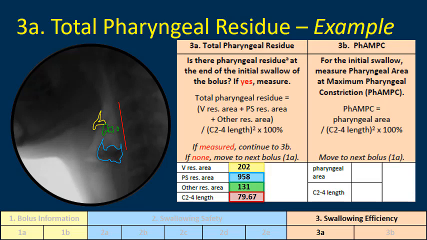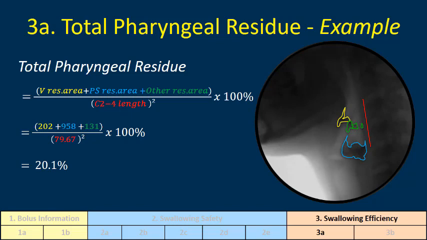A quick note about residue. Residue should only be traced after the initial swallow when comparing to norms. Thus, an increase or reduction of residue following subsequent swallows on the same bolus should not be captured under this heading. The formula for calculating total residue is listed here. Simply add all 3 areas of residue and divide them by the squared value of the C2-C4 length. We multiply the value by 100% in order to determine the area of residue based on the C2-C4 scalar.